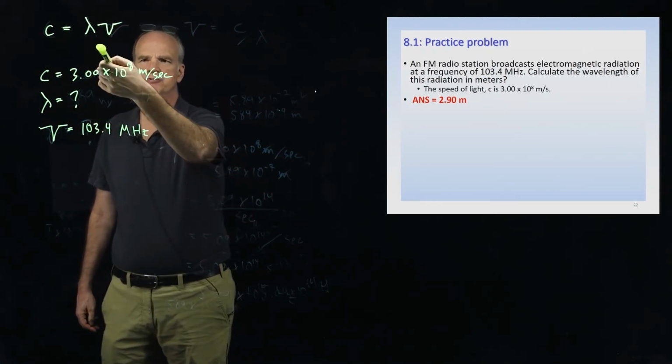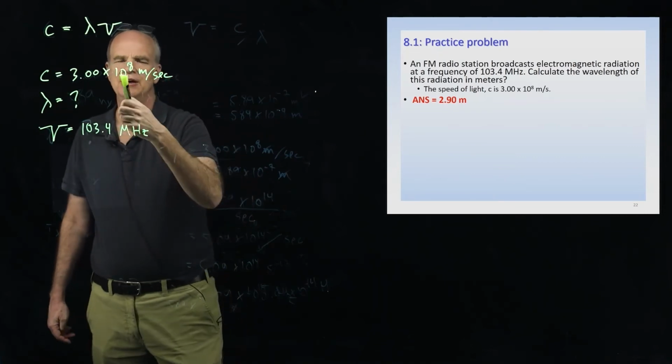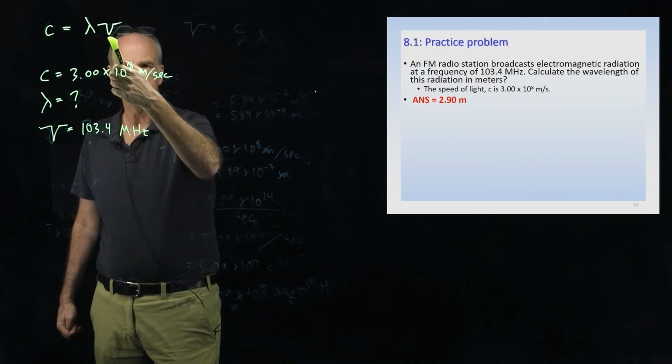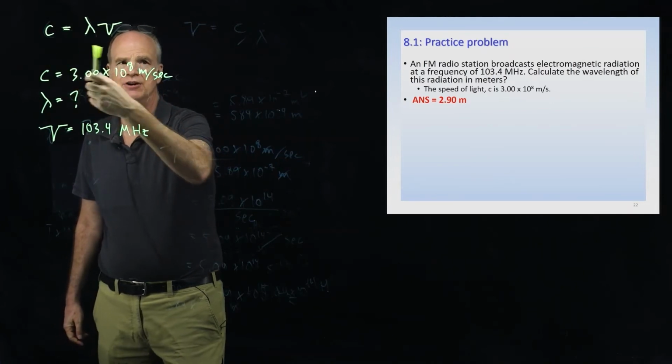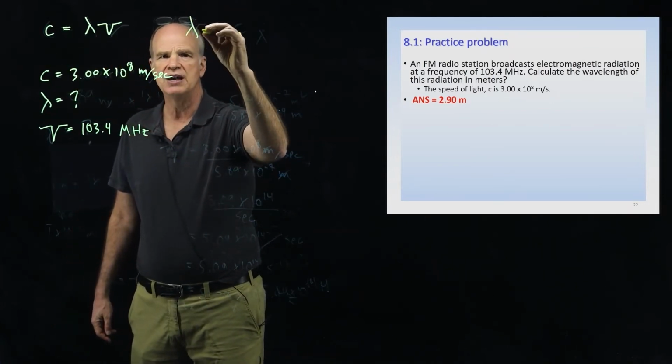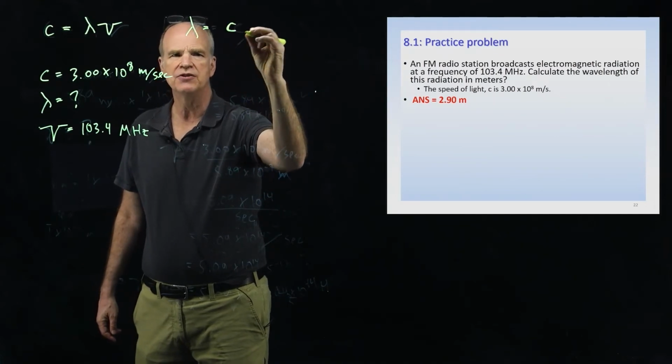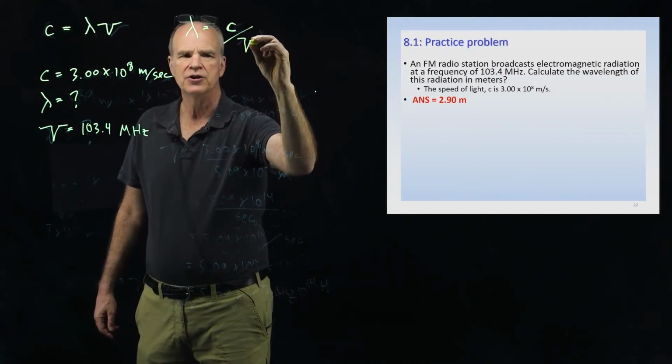Okay, so we're going to try to find lambda. What we can do is take this equation and solve it for lambda. Again, you take this frequency here in the numerator, and when you put it on the other side of the equal sign, it goes in the denominator. So lambda, which is wavelength, should be equal to c, the speed of light, over the frequency nu.